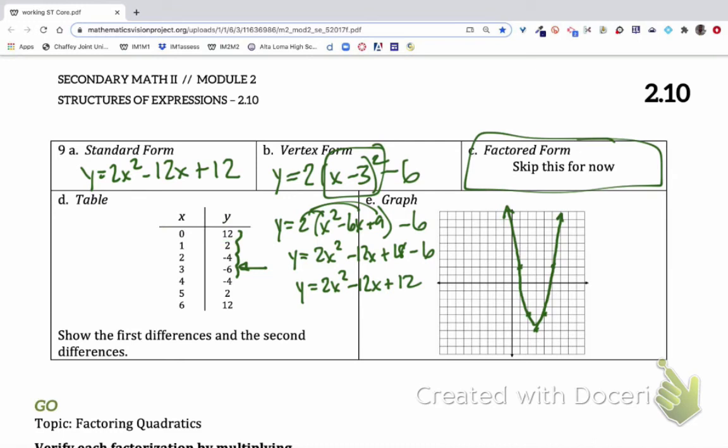Again, a big, meaty problem. Graph it in Desmos, verify what you have, but these two equations should overlap each other. They are equivalent.